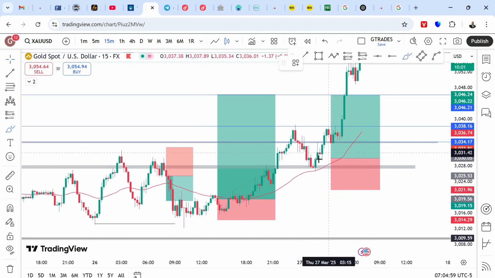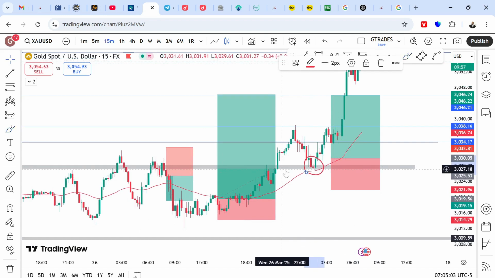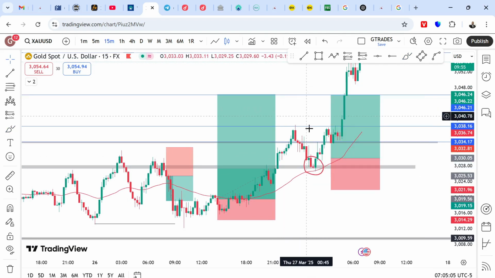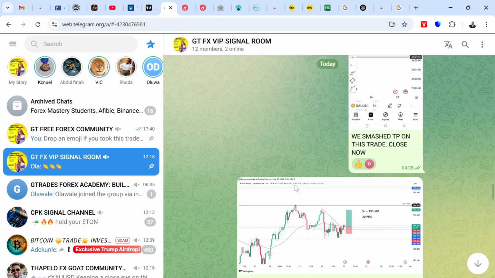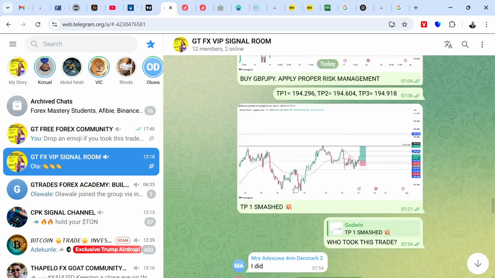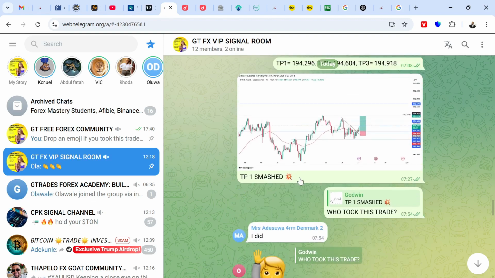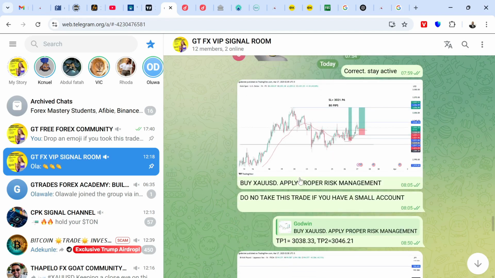I spotted these three candles, which is a morning star. Did you see that? And upon that, I called out for that buy immediately again. And let me show it to you. This is the buy here. All right, this is the buy here.